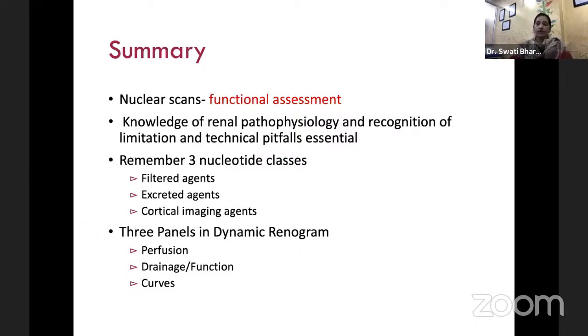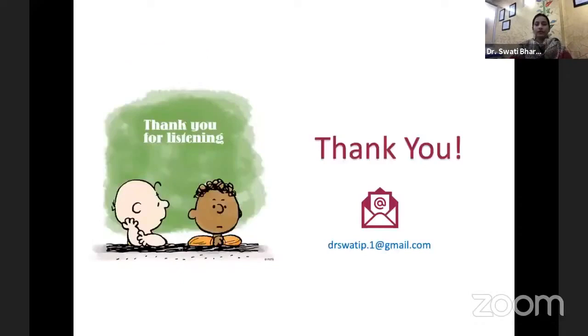And remember, 3 nucleotide classes: the filtered agents, excreted agents, and cortical imaging agents, and 3 panels in dynamic renogram: the perfusion curve, drainage, and function. One also has to look at the curves to decide about management of that particular patient. Thank you for patient listening.